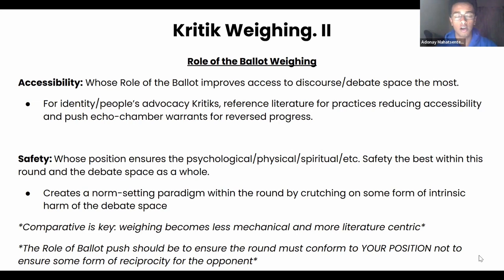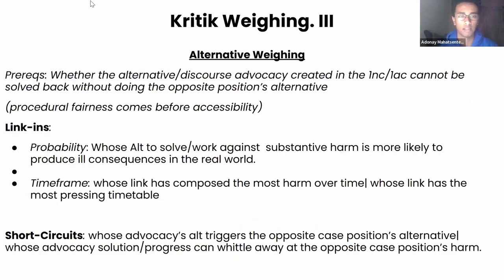The alternative, we'll just move on to weighing the alternatives because it looks really similar to roll the ballot. It's really simple. So here, same thing as the link, prereqs: whose alternative is better at solving the other person's problems, which alternative comes first. Linköping's pretty simple here. Which alternative is more likely to work? Which alternative takes the least amount of time, prevents the most suffering? Short circuits, again, the same idea of, does my alternative in turn trigger yours? Does yours trigger mine? How's the interaction between my harm being solved and yours being solved?